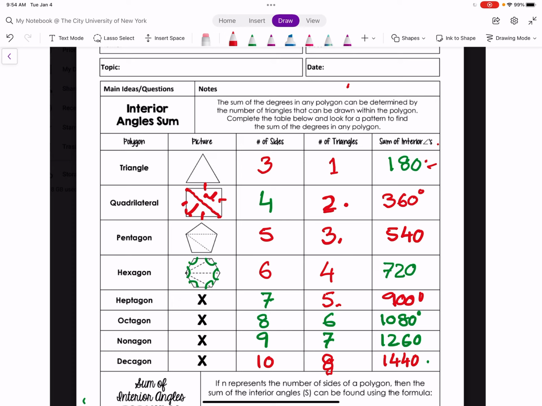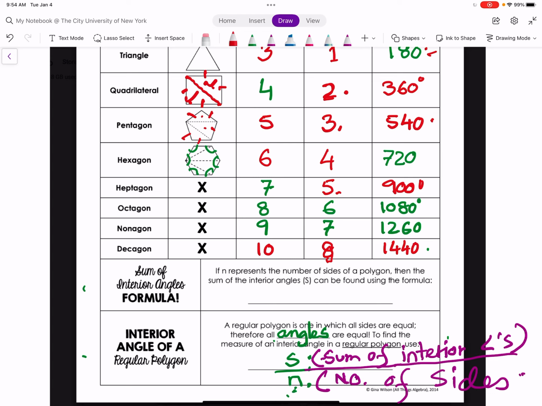This way, a pentagon has five sides, so it will have three triangles inside. Once you multiply 180 by 3, you get 540. All right, this way we can go to a hexagon, which has six sides and four triangles inside, 1 2 3 4, and the total interior angle is 720. A heptagon has seven sides and five triangles can be drawn, and the total interior will be 900.